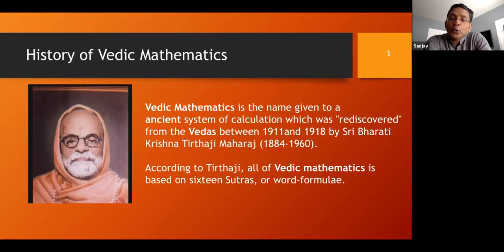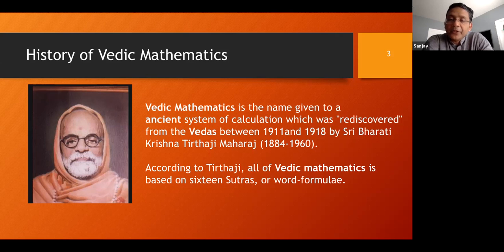He's the one who studied these Vedas. That's why we say he rediscovered it from the Vedas between 1911 and 1918. And he wrote 16 volumes based on all the sutras that he discovered from the Vedas. Unfortunately, the story goes that all of his work was stolen or lost. And we lost the big, rich science. And before Bharati Krishna Maharaj passed, he was able to write one volume all over again, and that's the book that is left behind.